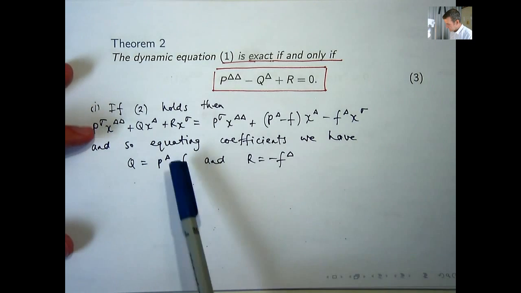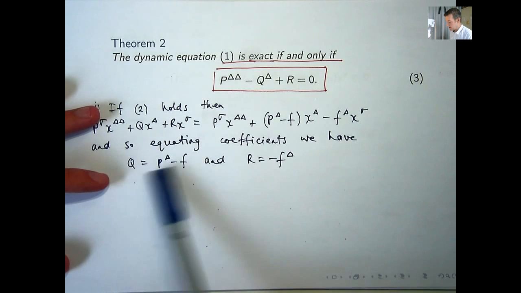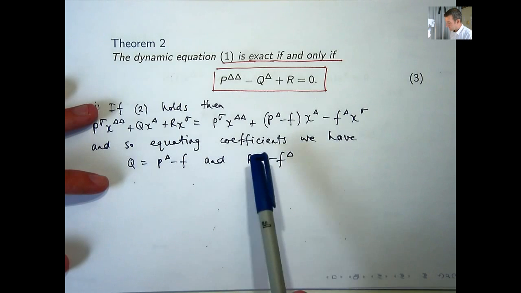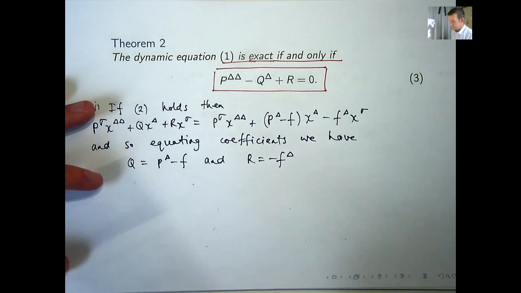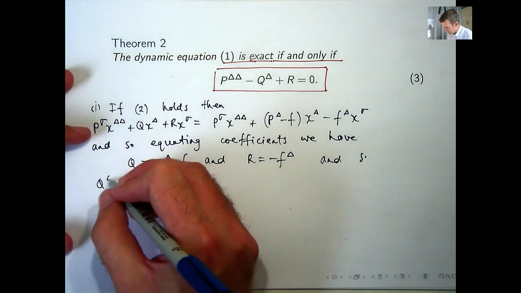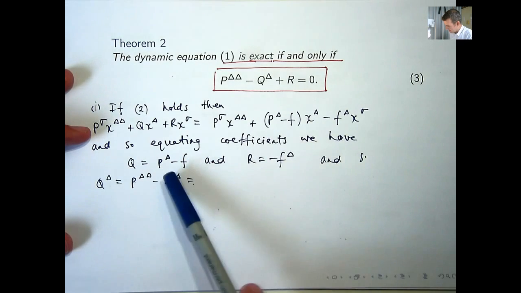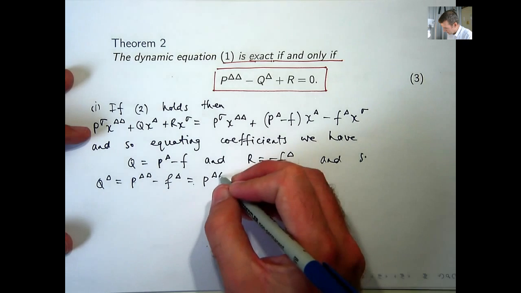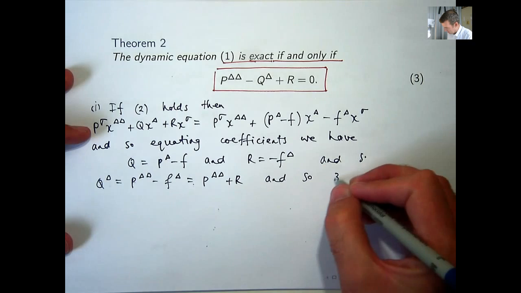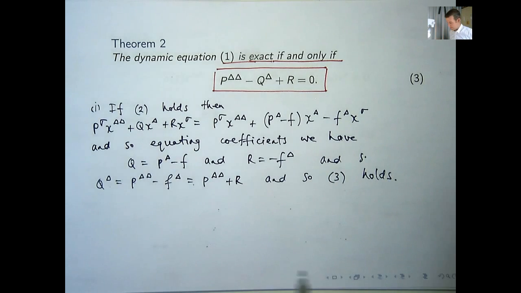Now, if I take the delta derivative of this equation over here, and then I can replace the resulting negative f delta with r, then I'm going to get 3. So I can just replace this with r. So that's one way of doing it.